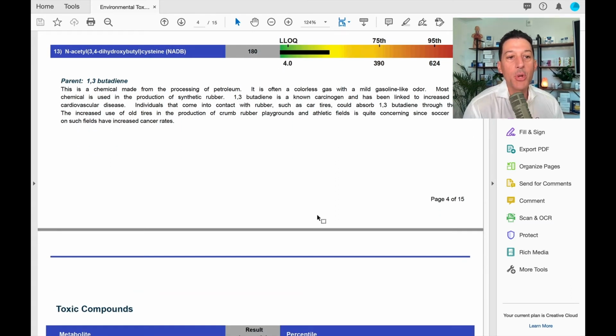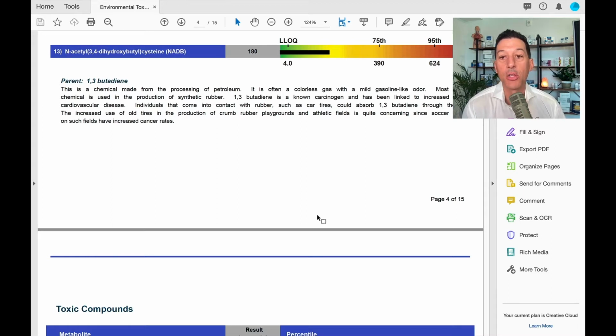All right, the next one is called butadiene. Butadiene, this person is moderately elevated. They're in the yellow, so in the cautionary zone. And this leads to an increase in cardiovascular-based disease, a lot of times from inflammation in those arteries.